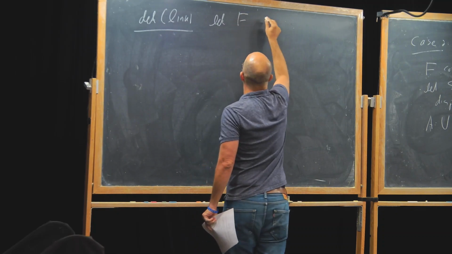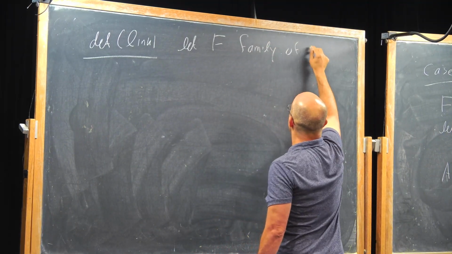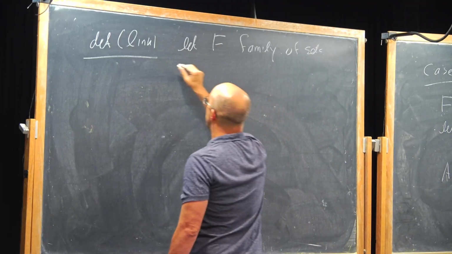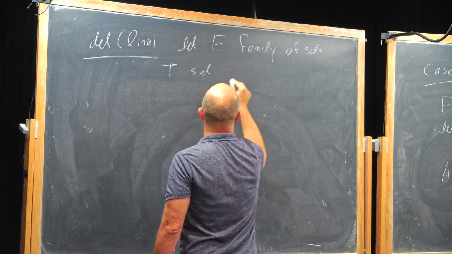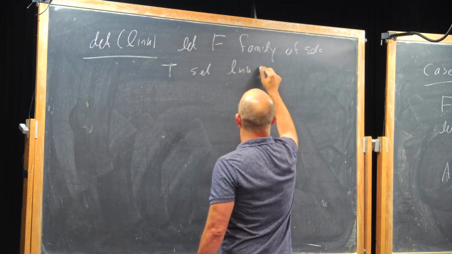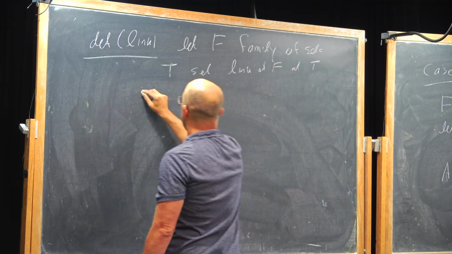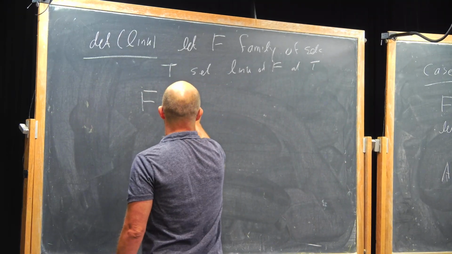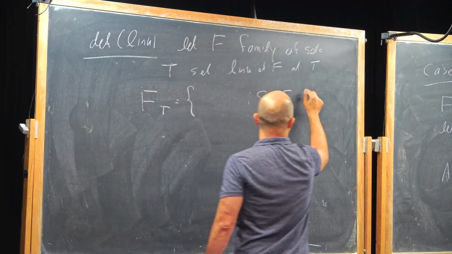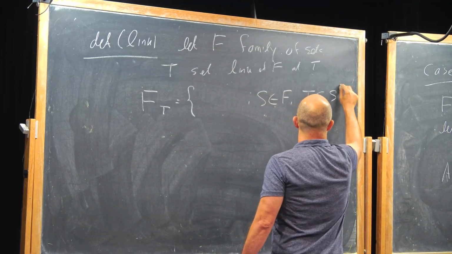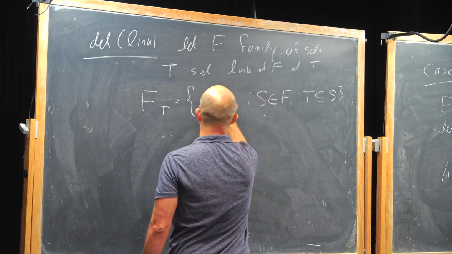Let F be a family of sets. Let T be some set, not necessarily in F. So the link of F at T, denoted by F subscript T, is the following thing. We take all sets in F that contain T as a subset, and we remove T from them. So each set S becomes S minus T.